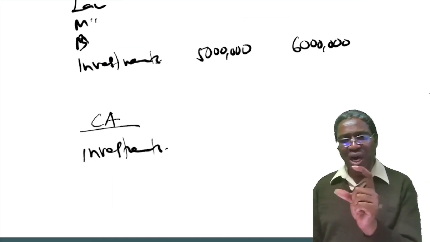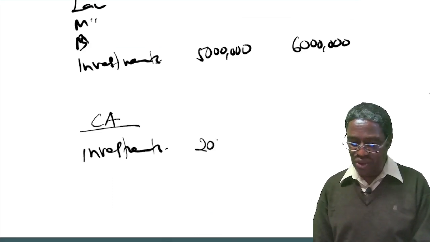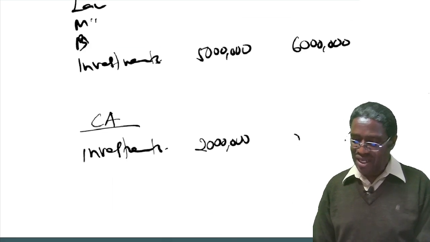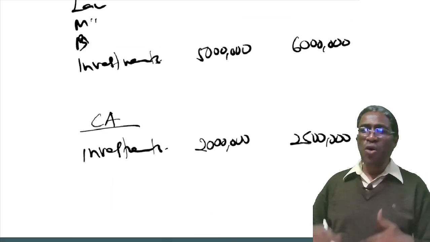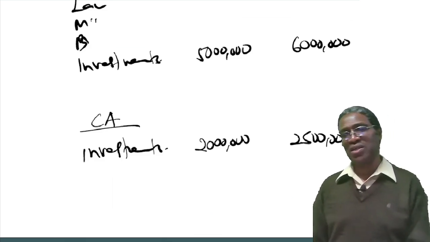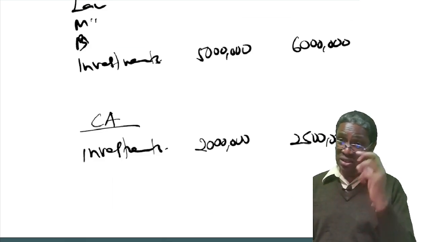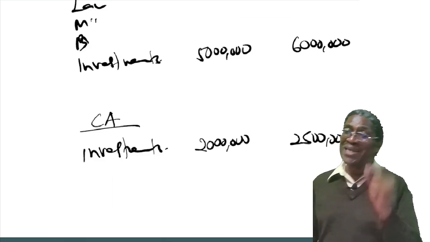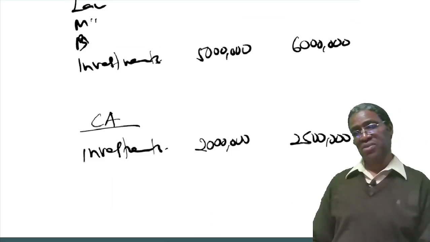Though you are investing, maybe the current assets investment were 2 million and 2.5 million. You must have bought some more short term. We are saying current assets are those assets that can stay in the business for less than a year. If you have investments among the current assets, then they are short-term investments.